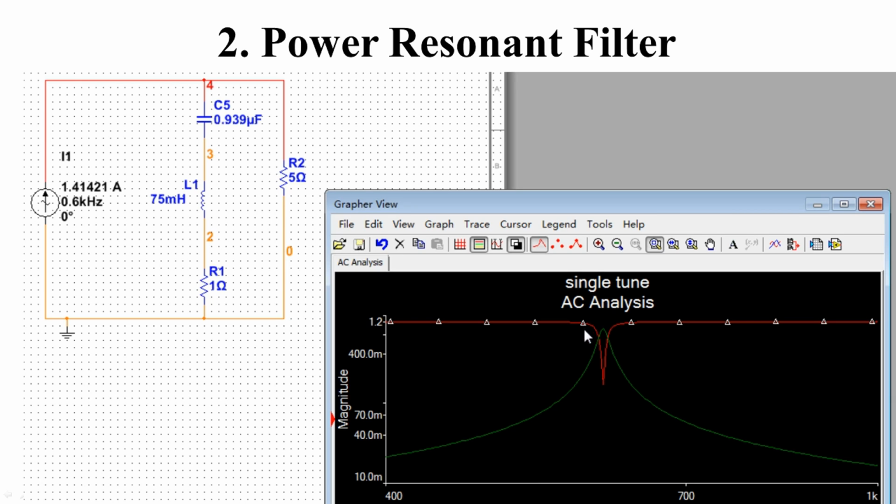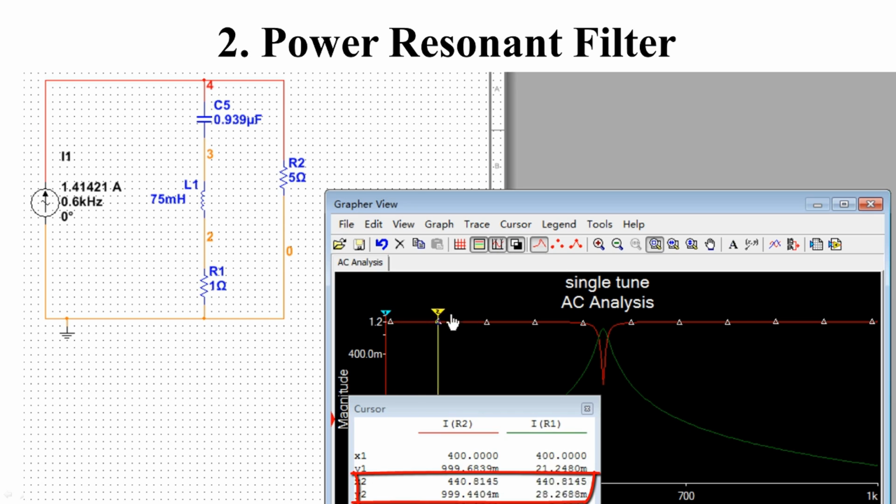The two curves both have a peak here. In other words, the current with the frequency near here mainly flows through the filter branch, and the current with other frequencies mainly flows through the load. Move the cursor. You see, the frequency is 600 Hz. The current through the load is 173 milliampere, and the current through the filter is 830 milliampere. So the 600 Hz harmonic current is almost bypassed by the wave trap.